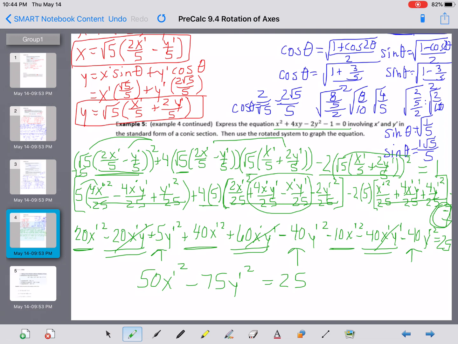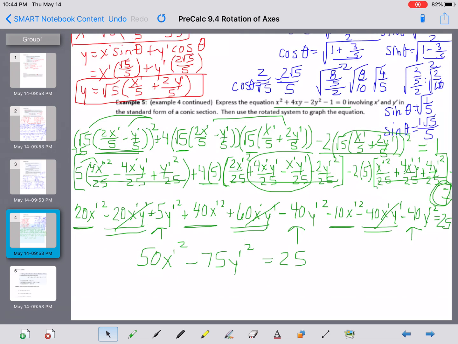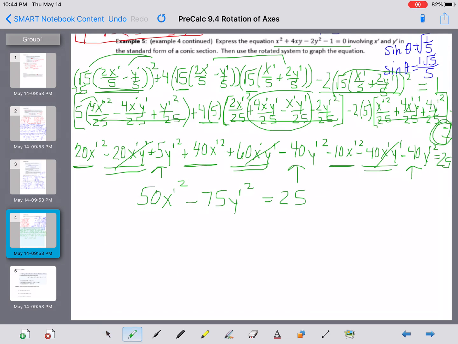I just have these two. It looks like, because I have different coefficients and the more I'm tracking, what I'm going to have is a hyperbola that's been rotated, and I always have to have it equal to 1. So I'm going to divide by 25, and I'm going to get 2x prime squared minus 3y prime squared equals 1.